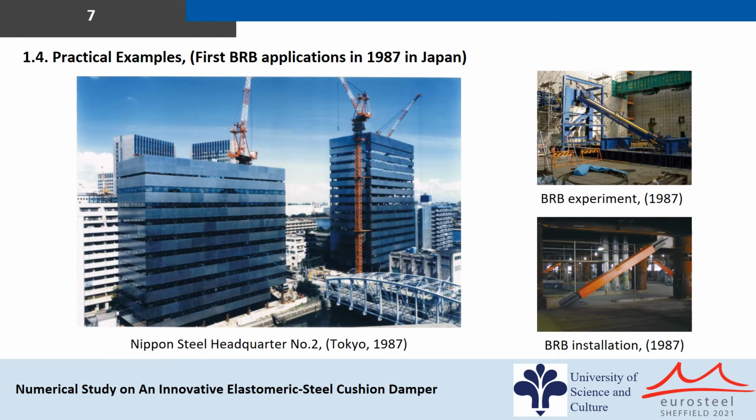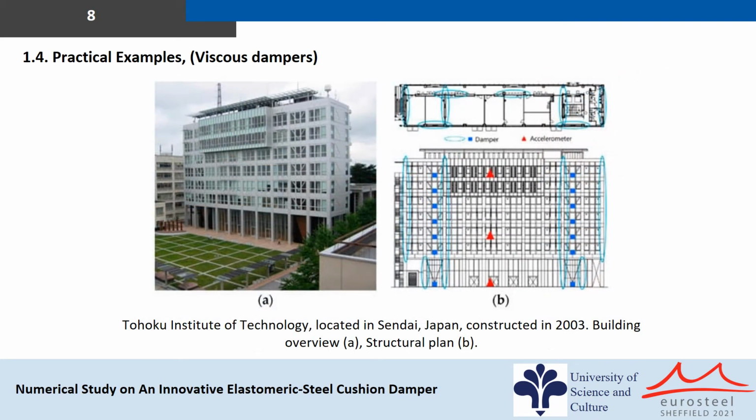There are many practical applications of dampers in buildings, such as the first BRB application in Japan in Nippon Steel Structure number 2 in Tokyo 1987. Also, another application of dampers, which is a viscous one, in Tohoku Institute of Technology located in Sendai, Japan, constructed in 2003.